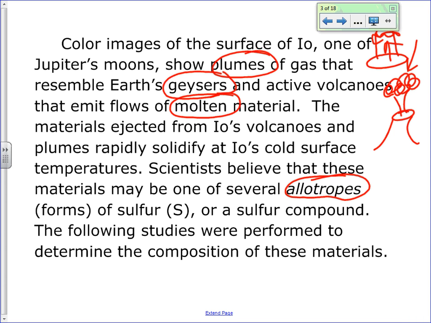And then last but not least, allotropes. Allotropes is actually defined for us in the passage. All right, what does this word allotropes mean? Forms, yeah, it's different types of. All right, so you see right here, it's some forms. So when it says maybe one of several allotropes of sulfur, it's just one of several different forms of sulfur. And as we'll see, they usually classify them based on color. There's brown sulfur and red sulfur and orange sulfur.